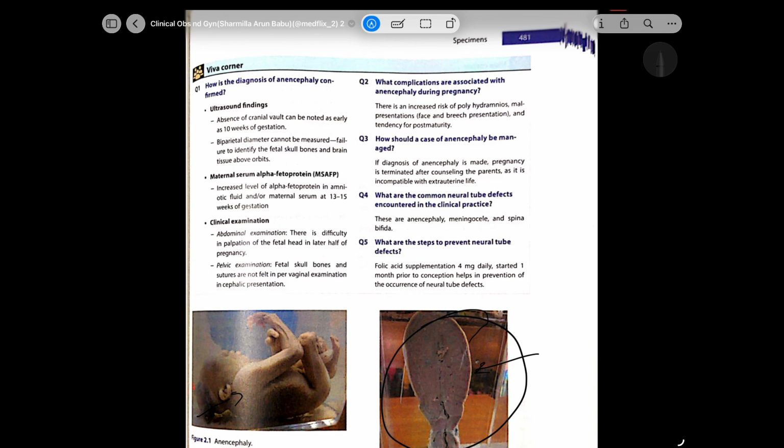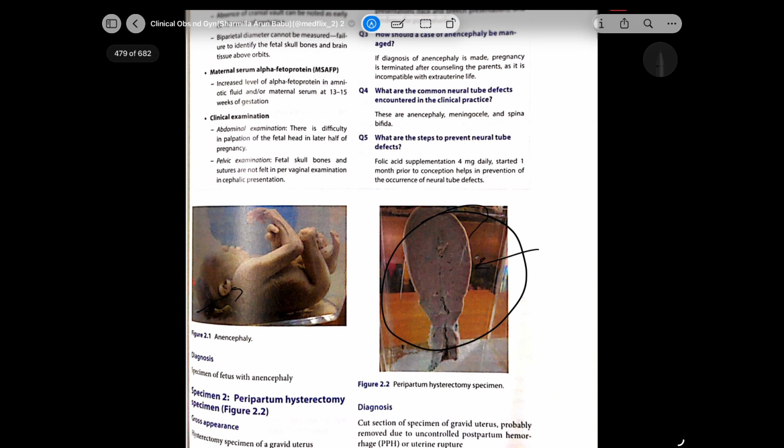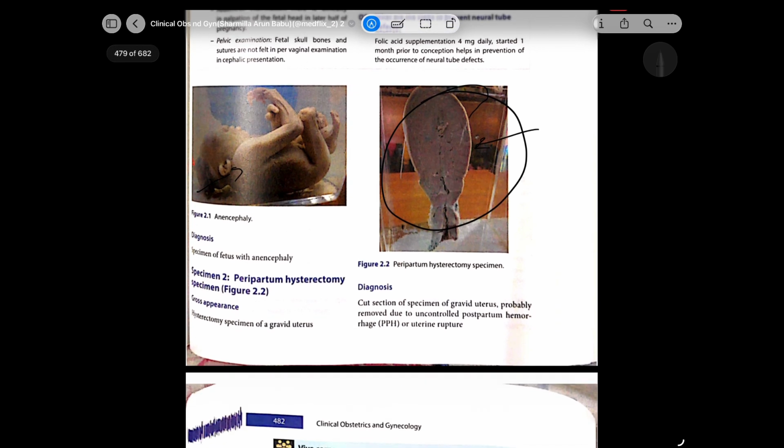What are the common neural tube defects encountered in clinical practice? There can be anencephaly, meningocele, spina bifida. What are the steps to prevent neural tube defects? Folic acid supplementation 4 mg daily started 1 month prior to conception helps in prevention of the occurrence of neural tube defects. Okay, 4 mg daily. This is something they ask all the time. Folic acid.